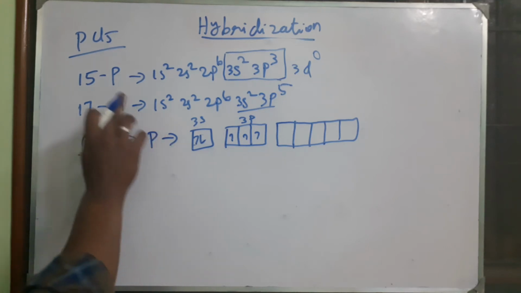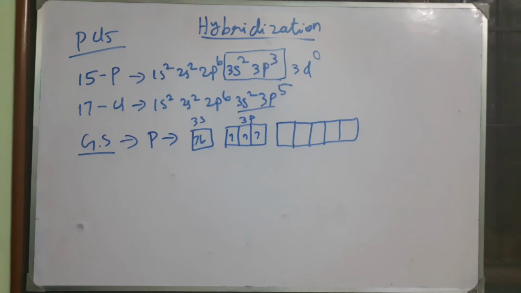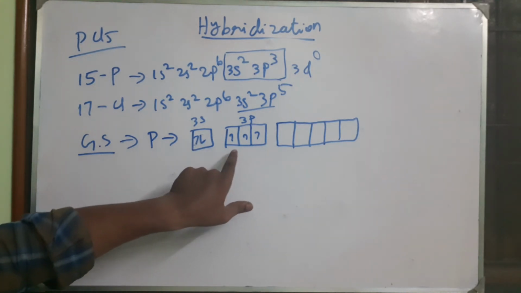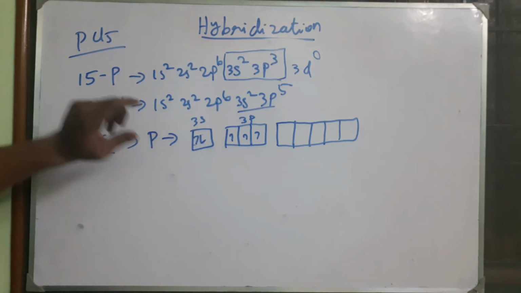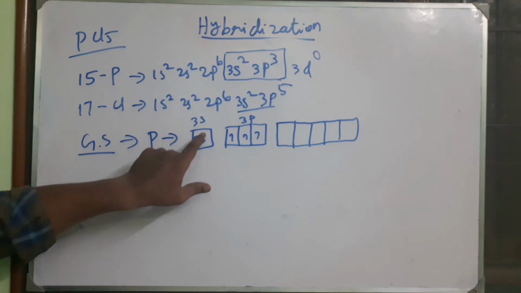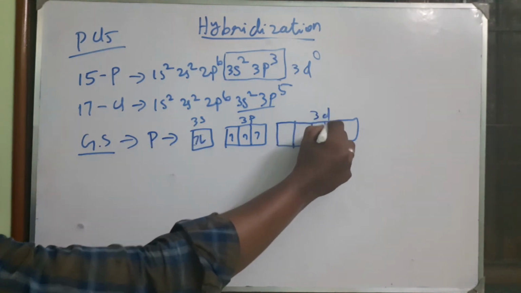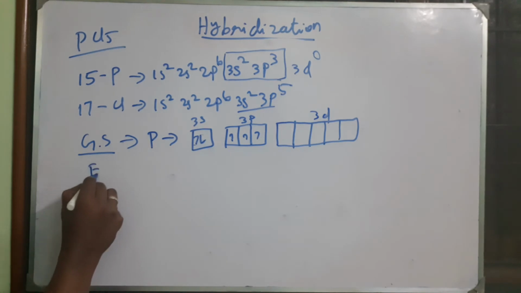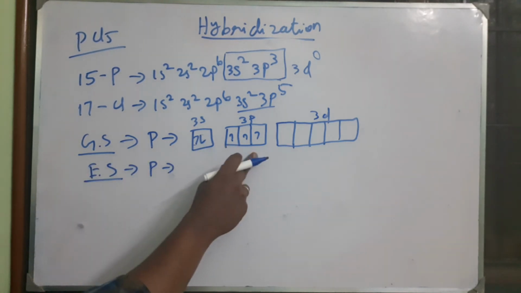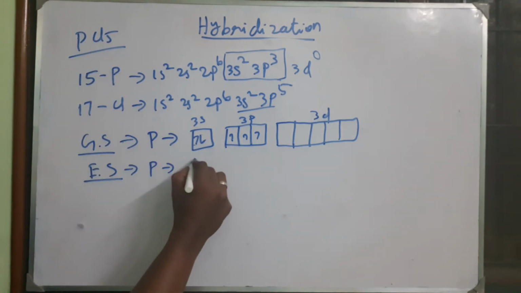But here phosphorus has 3 single electrons and 1 lone pair of electrons. But phosphorus is attached with 5 chlorine atoms. So phosphorus needs 5 single electrons, but here only 3 single electrons are there. So what happens? One electron will transfer from 3s to the 3d orbital. So that is the excited state electronic configuration, because we need 5 single electrons for bond formation with the chlorine atoms.